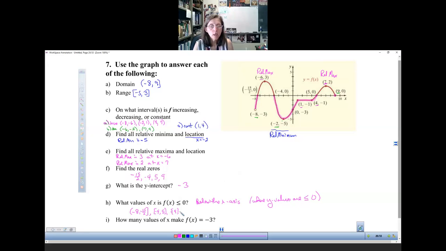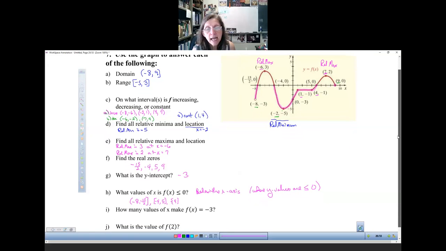Okay. So the next part of this says how many values of x make this function equal to negative 3? In other words, another way to say this, how many points have y equal to negative 3? Okay.